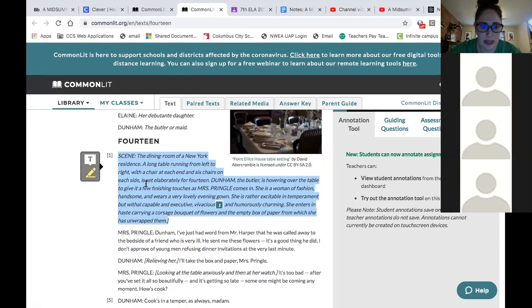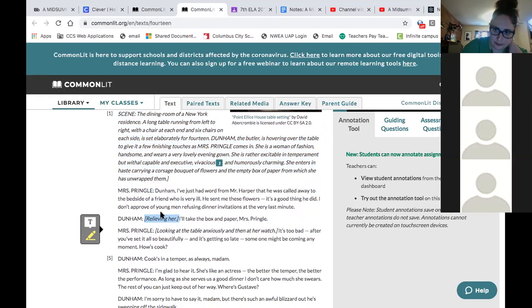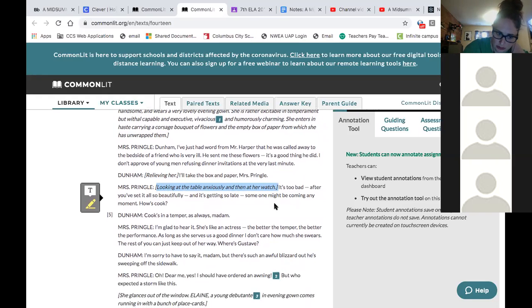Okay, so this right here that I highlighted sets the scene. It tells us where we're at. We're in a dining room of a New York apartment or residence, and then it tells you who is speaking. And when you have these italicized pieces in front of a character, those are stage directions, they tell you how they're behaving. That's really good when you're reading a play, because then you can imagine her looking at the table anxiously and then at her watch. And if you're acting it out, then you would physically do those things.